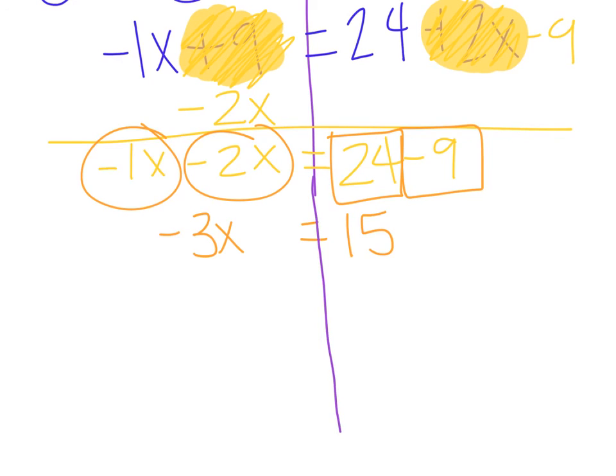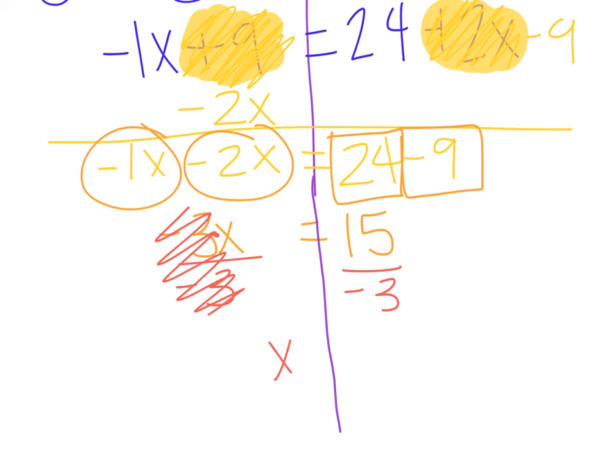So the last thing is to get rid of the negative 3 that's in front of x. Negative 3 is multiplied by x. So to get rid of something that's multiplied, I'm going to divide both sides by negative 3, and I get x equals -5. So -5 is my final answer.